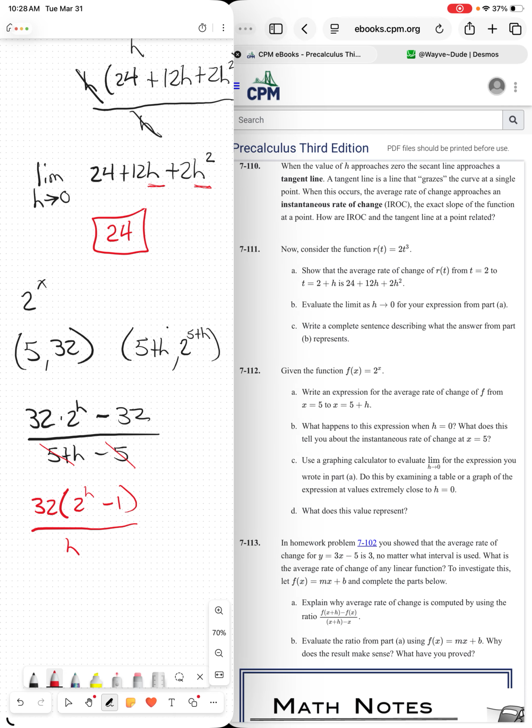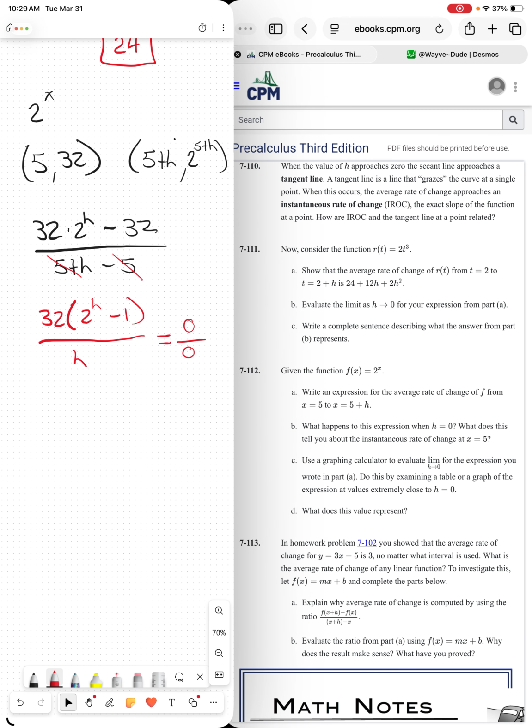And it says what happens when h is 0. So when you plug in 0, you're going to get 0 over 0, which we already know is indeterminate. Okay, so what does this tell you, right? We can't determine the instantaneous rate of change at 5 here. Okay, but we could graph it, right? It says use a graphing calculator to evaluate, and we could get extremely close values and do it that way to get instantaneous.